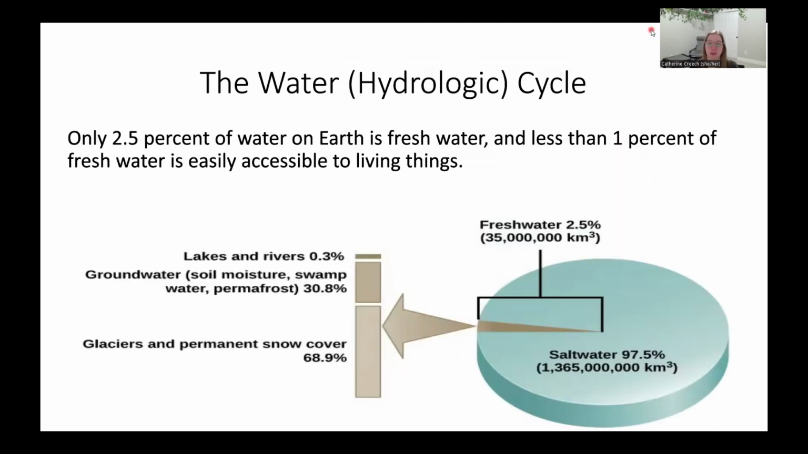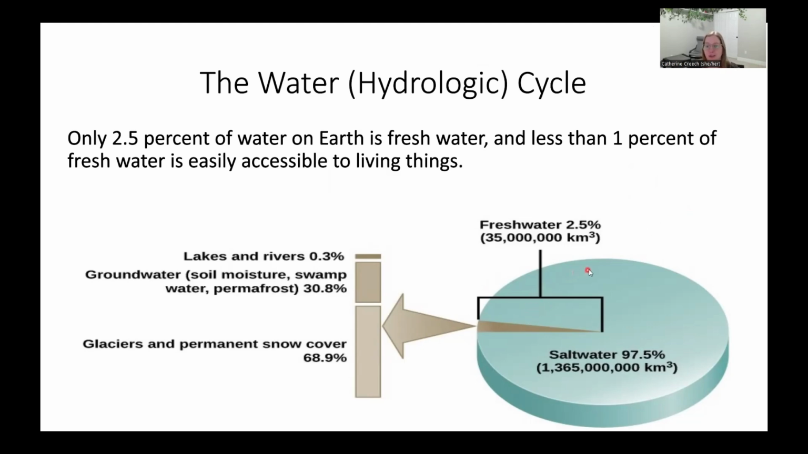We're going to start with the water cycle. We also call the water cycle the hydrologic cycle. Only about 2.5% of water on Earth is fresh water, and of that, less than 1% is easy to access. We have a diagram showing this.